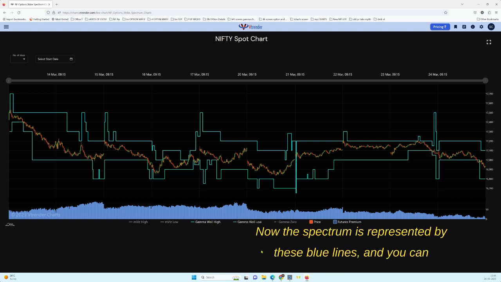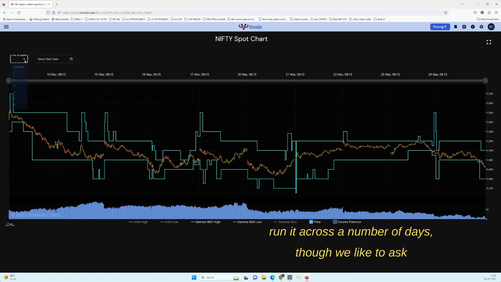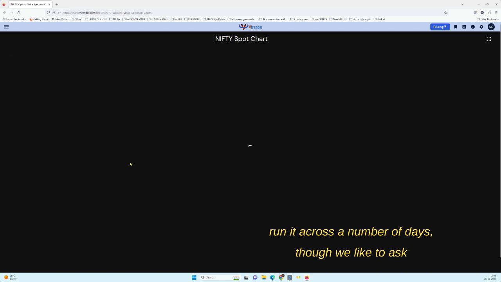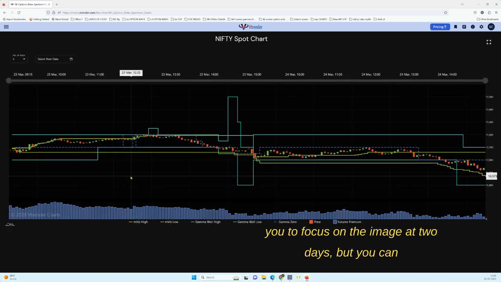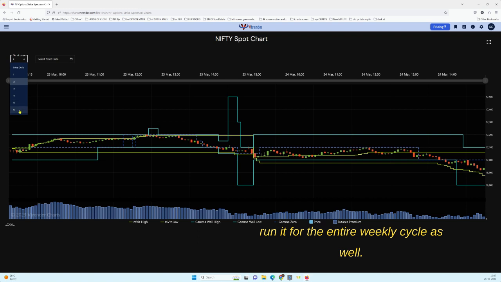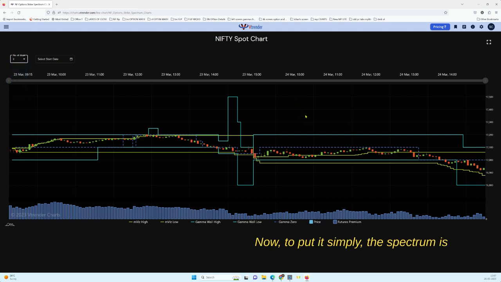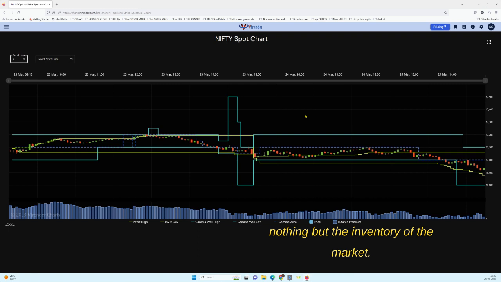The spectrum is represented by these blue lines, and you can run it across a number of days, though I would like to ask you to focus on the immediate 2 days, but you can run it for the entire weekly cycle as well. Right now, this is what the spectrum is showing. To put it simply, the spectrum is nothing but the inventory of the market.